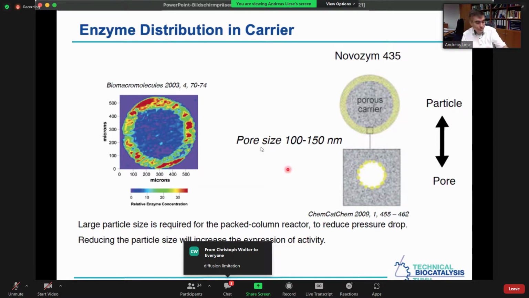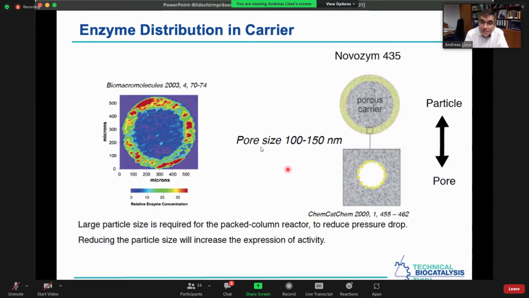Yeah, right. So Christoph is absolutely right in the chat. It's diffusion limitation. Because we have pores, and you see 100 to 150 nanometers in parts sometimes. So the protein has to diffuse into the pore, and this is diffusion limitation, what we also have to fight in a moment for our whole reactor, and that is the limitation overall.